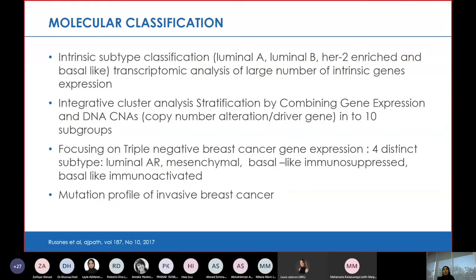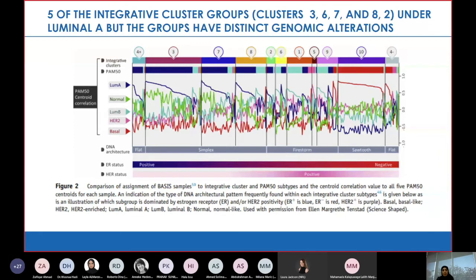So what they did is combine the study of molecular subtyping, the intrinsic subtypes, with the driver genes. And they call this integrative cluster analysis stratification. By integrating both studies, they came up with more subtypes and more clusters. For example, not all luminal A will have the same driver gene. Under luminal A, there were 5 subclusters with different and distinct genomic alterations.